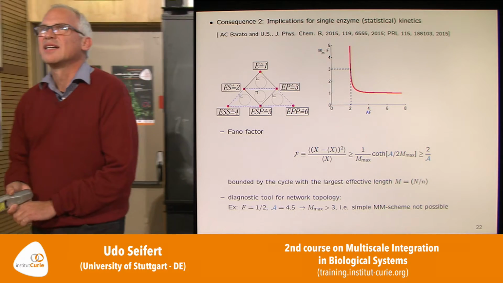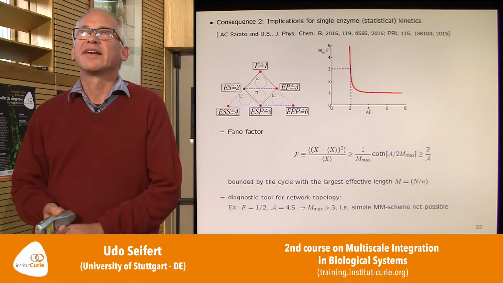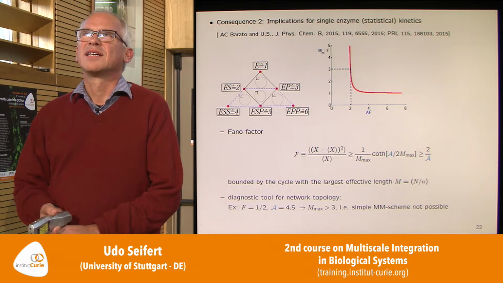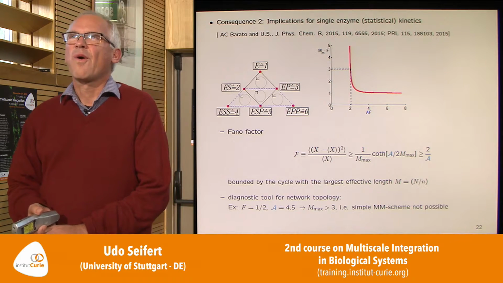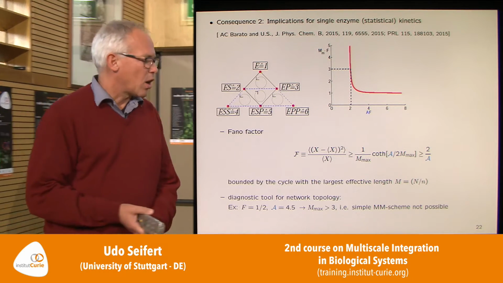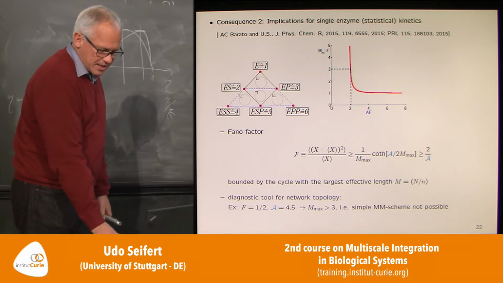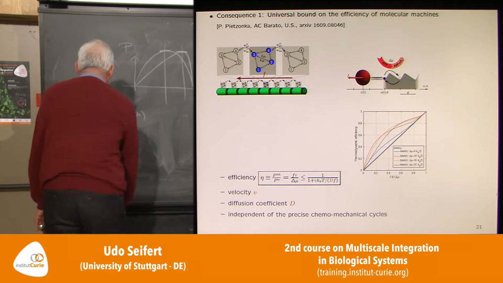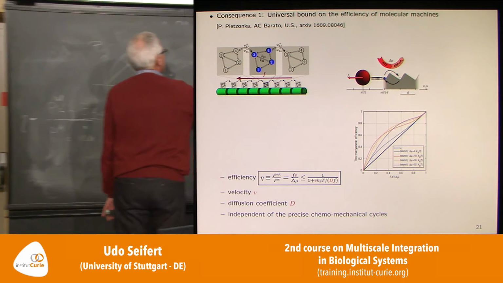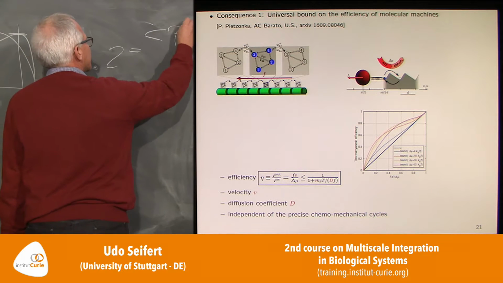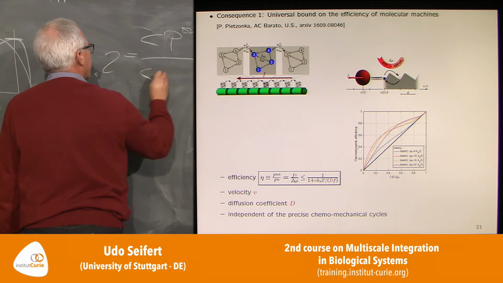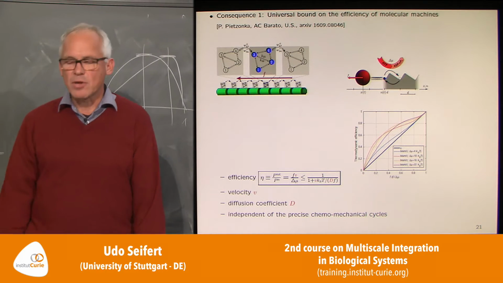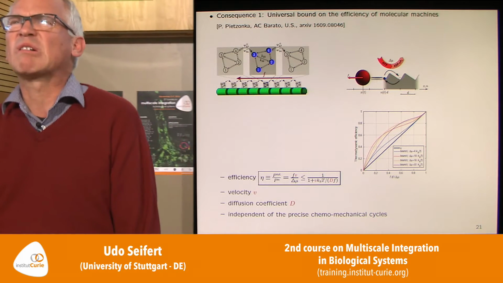Excuse me, about the first one. Yes? You told that there is a universal bound on the efficiency, but is this about the average efficiency or the efficiency of a single trajectory? No, this is the efficiency in the sense of the average. This is the efficiency in the sense of the average output divided by the average input. Okay? I'm not talking about what some people call stochastic efficiency.